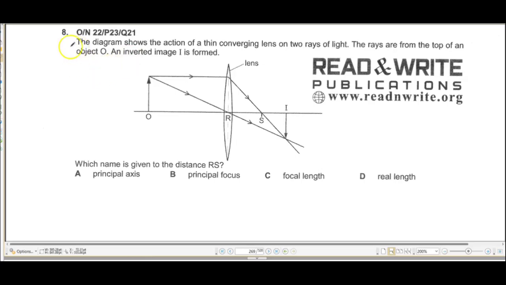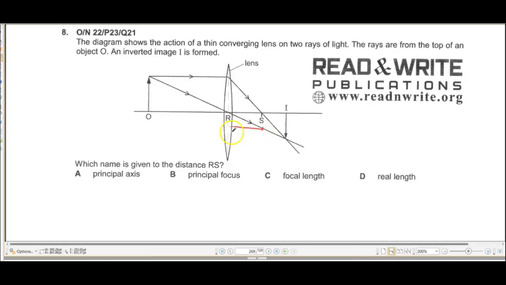Okay, moving on to question number 8. The diagram shows the action of a thin converging lens on two rays of light. The rays are from the top of the object O. An inverted image I is formed. Which name is given to the distance RS? The distance RS is the distance between the optical center of the lens and the focal point of the lens.